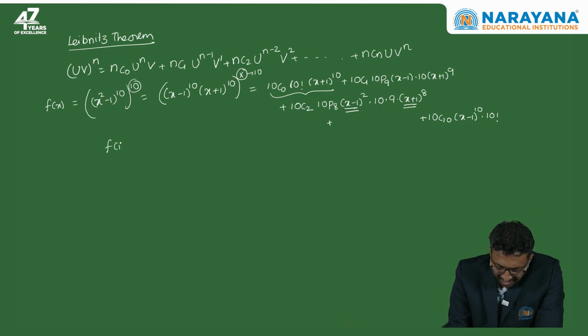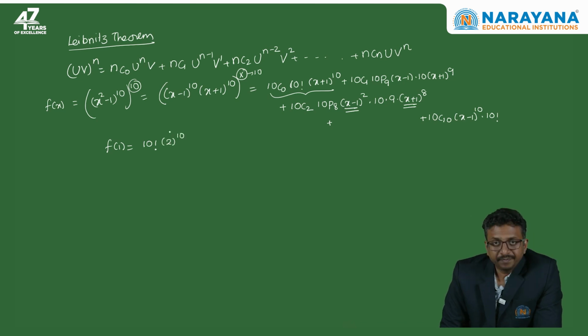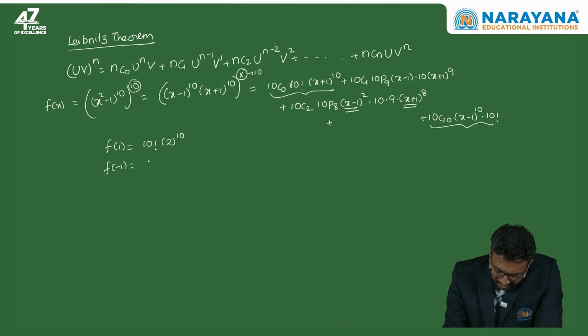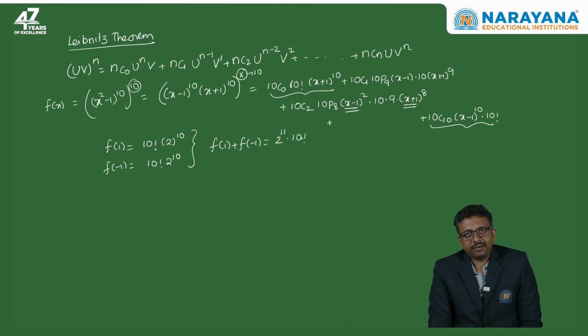Now when you take f of 1, except the first term, all the terms are going to become 0. So 10 factorial into 2 power 10, that is f of 1. For f of minus 1, all the terms except the last term will be gone. So the first 10 terms will be 0. The 11th term, if you put x equal to minus 1, is also 10 factorial times 2 power 10. So f of 1 plus f of minus 1 will be 2 times 10 factorial into 2 power 10, that is 2 power 11 into 10 factorial.